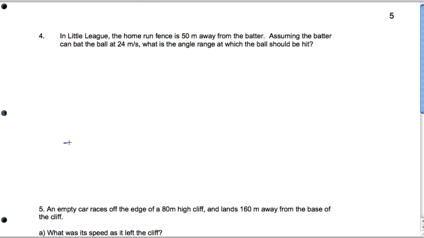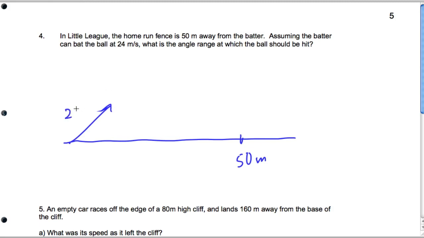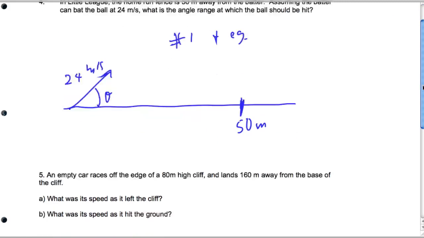We have here 50 meters. We don't want to shoot beyond 50. We launch at 24 meters per second at an angle theta. So we want all our shots to land behind 50 meters. So if our angle is too big, it'll go beyond 50. And if it's too small, it will go beyond 50. So this is actually very much like number 1 and the example problem. So I'll leave that to you.